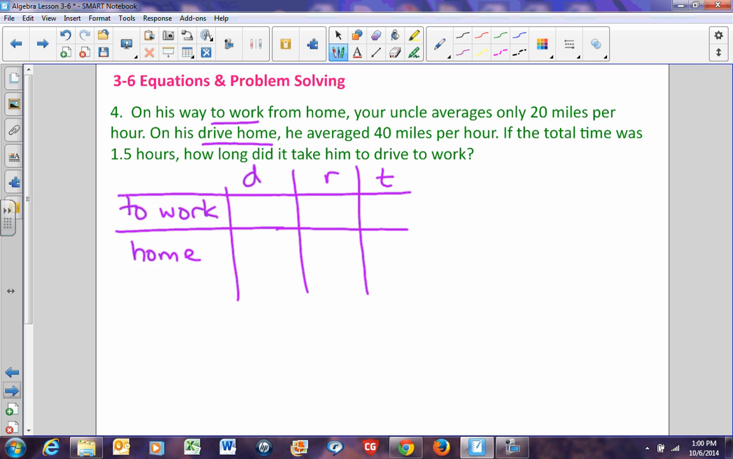Okay, on his way to work from home, your uncle averages only 20 miles per hour. So 20 there. On his way home, he averages 40 miles per hour. If the total time was 1.5 hours, how long did it take him to drive to work? Now, this is where it gets a little tricky because people have a hard time figuring out what the variables should be. Okay, I'm going to let T equal the time to work.